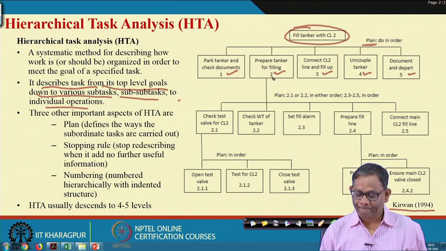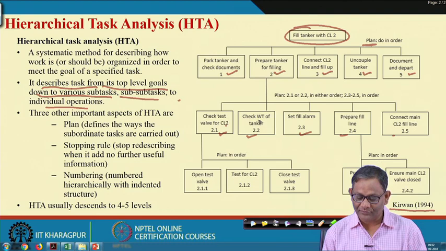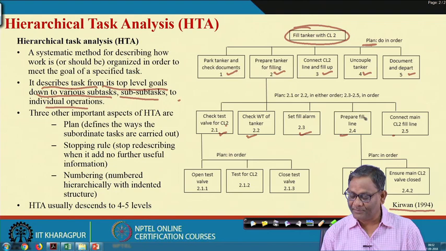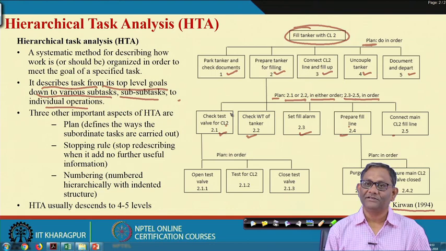Then again you plan that how do you do it. So, here 2.1, 2.2, 2.3, 2.4, 2.5, it is clearly given: check test valve for Cl2, check WT for tanker, set fill alarm, prepare fill line, connect main Cl2 lines. What is the plan? That 2.1 or 2.2 in either order, or 2.3 to 2.5 in order, means this followed by this, or this followed by this, that you can do. But these three in order you have to do.